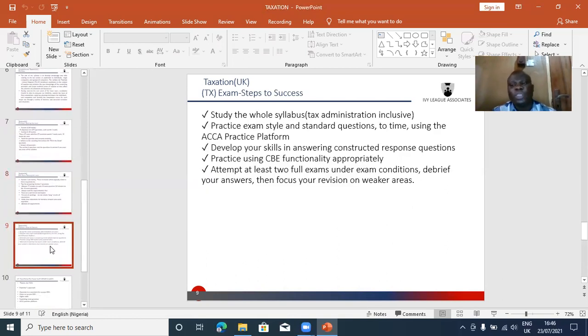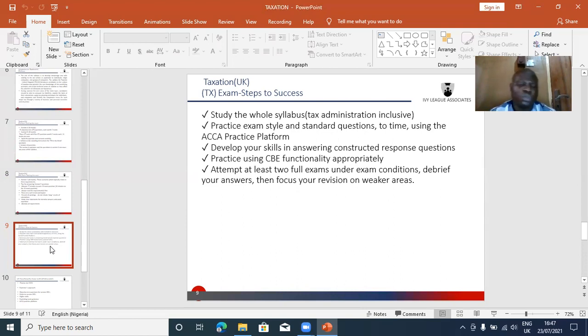So it's very important. Now, I haven't taken you through the syllabus. I haven't told you what the structure of the exam will look like. So let's talk about what you need to do to succeed in this paper. Number one, there is no cherry picking. Study the whole of the syllabus. Practice exam style and standard questions to time using the ACCA CBE platform.